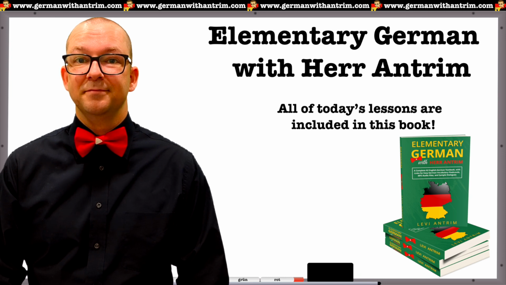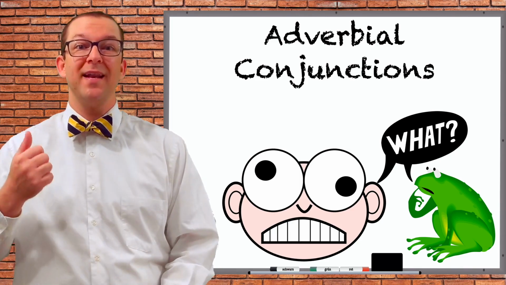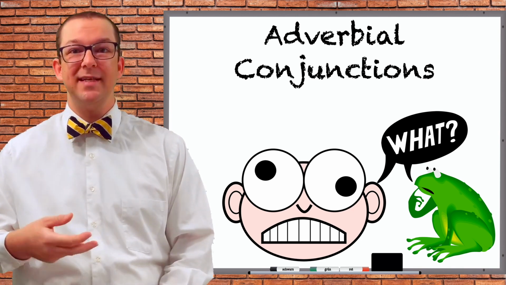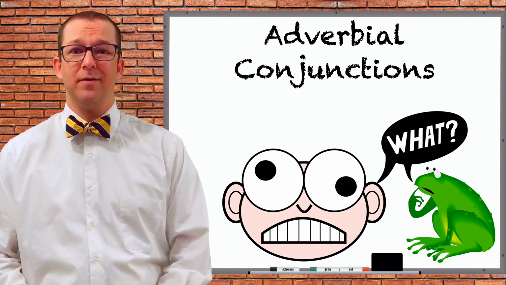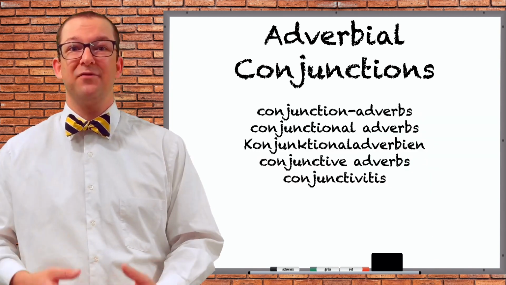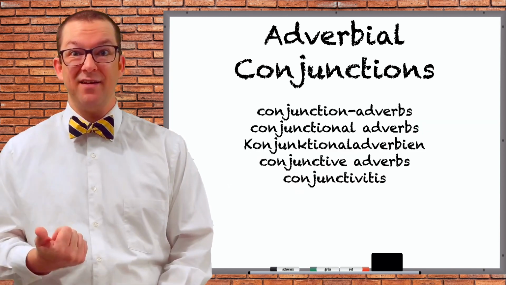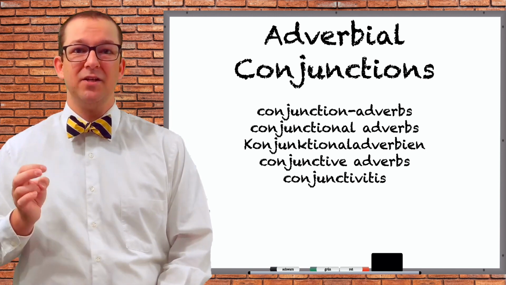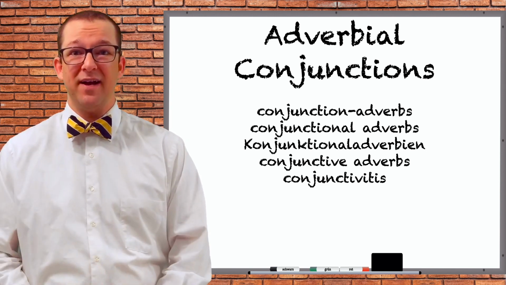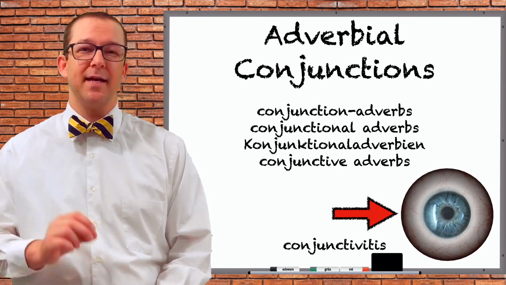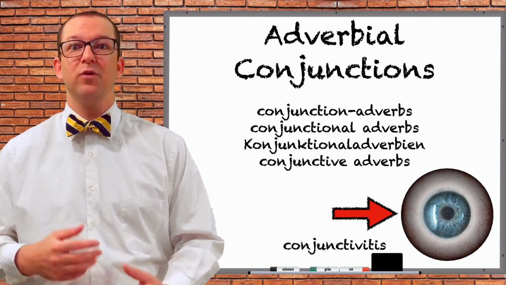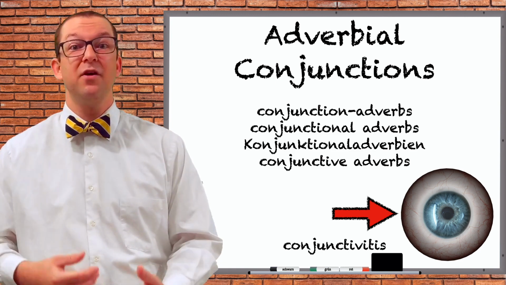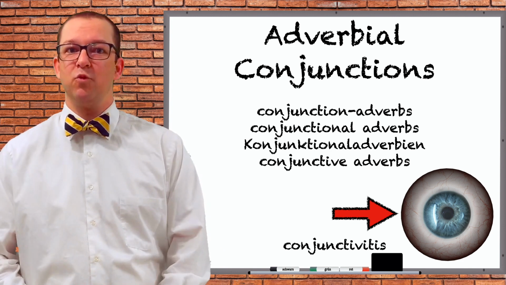Today I will teach you how to use German adverbial conjunctions, things like also, dann, trotzdem, jedoch, and a whole lot more. These conjunctions are also known by several other names, including conjunction adverbs, conjunctional adverbs, konjunktionaladverbien, conjunctive adverbs, and conjunctivitis. Okay, that last one is the scientific name for pink eye, but the rest of those were real things that people are calling these online. I call them adverbial conjunctions for consistency purposes, but the other names work too.